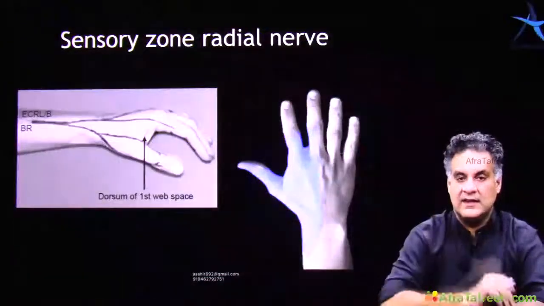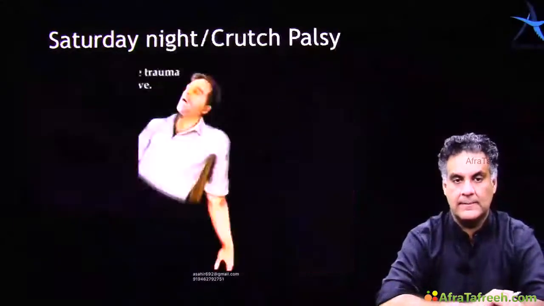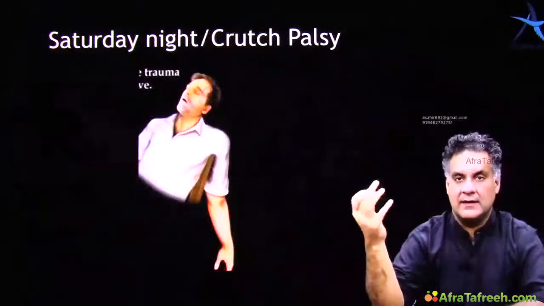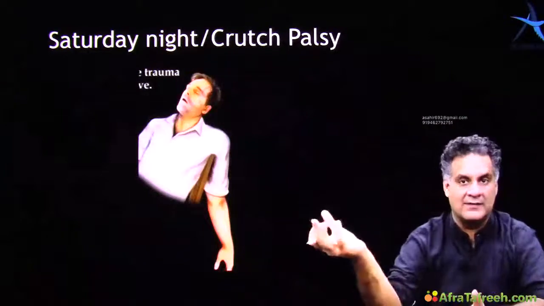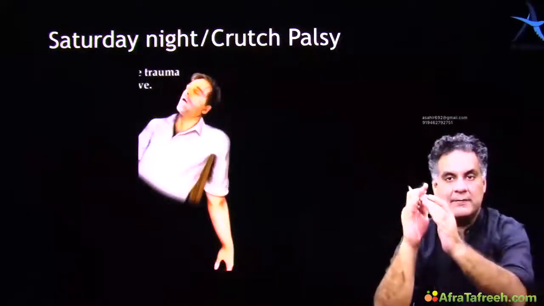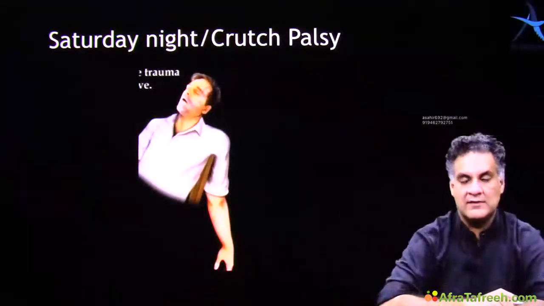This is the sensory area for the radial nerve. Radial nerve palsies can occur in Saturday night palsy, crutch palsy or honeymoon palsy, where the nerve is compressed against the bone with sustained pressure.